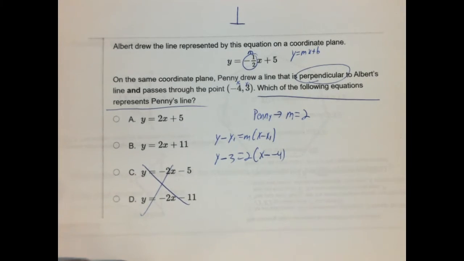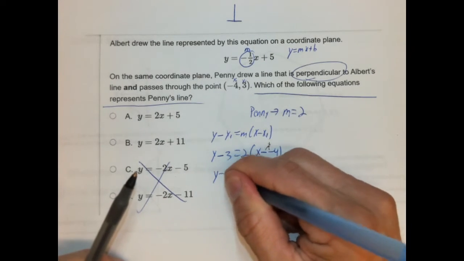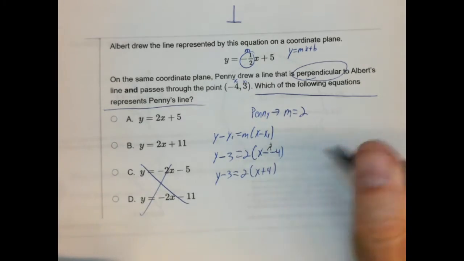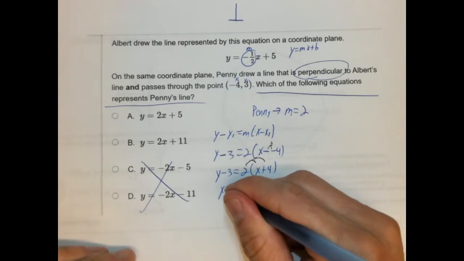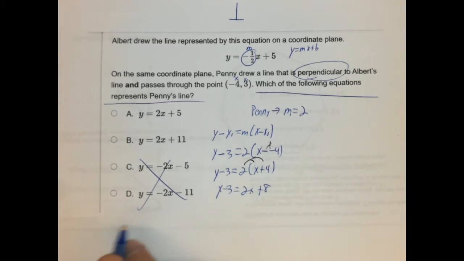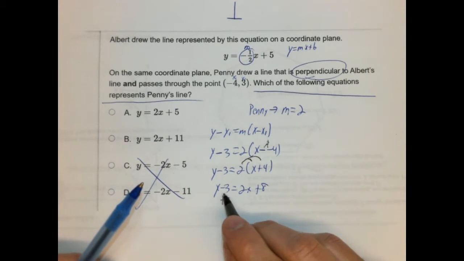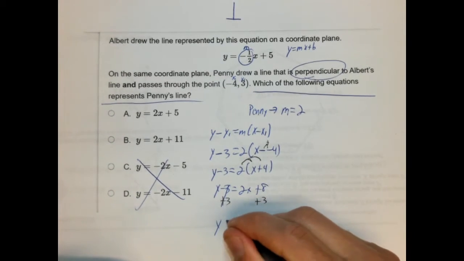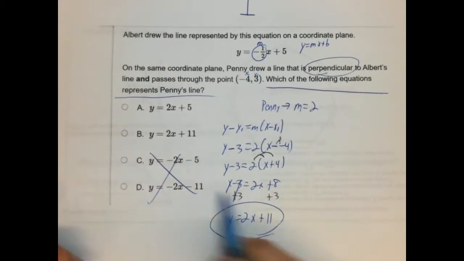Okay, so let's go ahead and get rid of that double negative. That becomes plus. So we have y minus 3 equals 2 parentheses x plus 4. Let's distribute that 2. So we're going to get y minus 3 equals 2 times x is 2x, 2 times 4 is 8. So now we're going to get y by itself, so we're going to add 3 to both sides. We're going to use the inverse operation, so instead of subtracting 3, we're going to add 3. Okay, so we're going to get y equals 2x plus 11. Now, that is going to be option B, right?